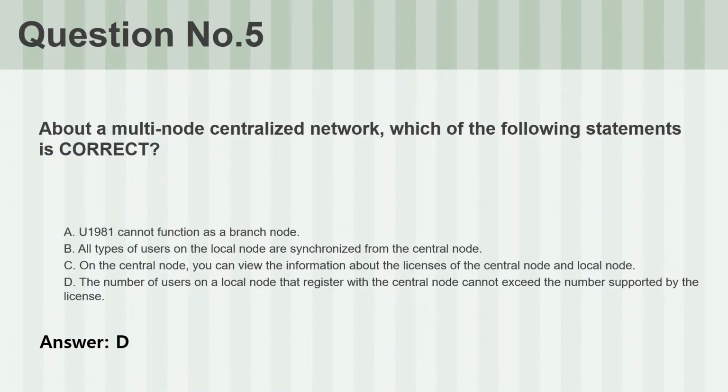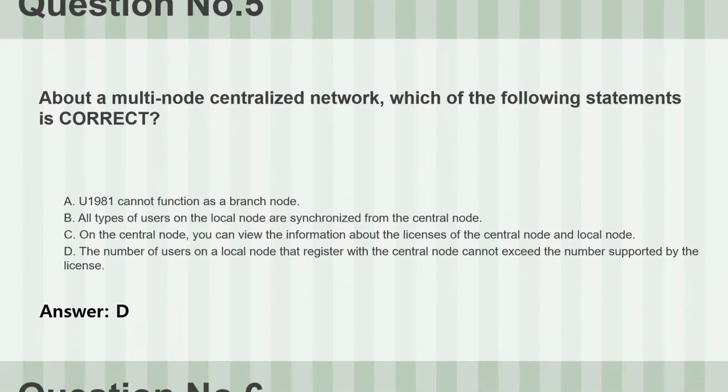Question number 5. About a multi-node centralized network, which of the following statements is correct? A. U1981 cannot function as a branch node. B. All types of users on the local node are synchronized from the central node. C. On the central node, you can view the information about the licenses of the central node and local node. D. The number of users on a local node that register with the central node cannot exceed the number supported by the license. Answer D.